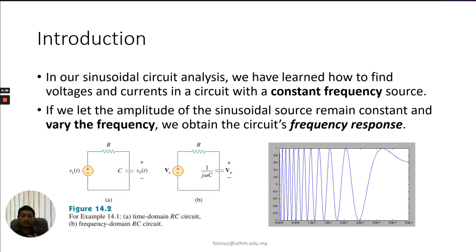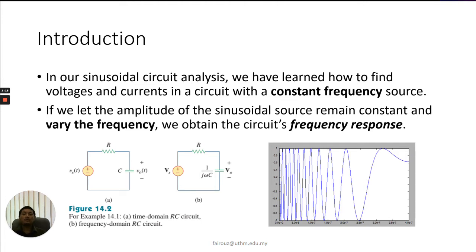So this basically has a relation with the previous chapter. As you can see here, we still have the RLC circuit. In our previous sinusoidal circuit analysis, we learned how to find the voltages and currents of a circuit, and at that time the circuit had a constant frequency source, constant frequency of voltages or currents.